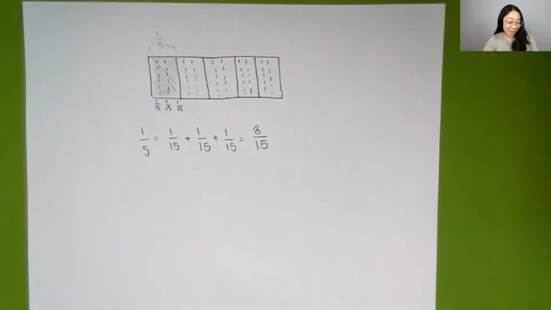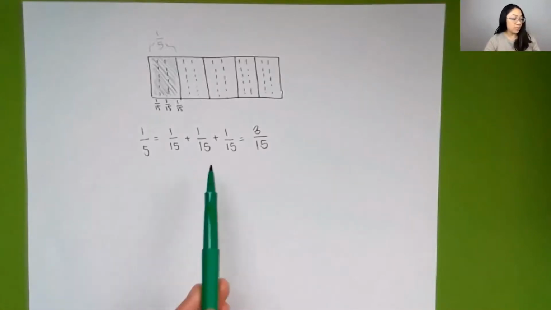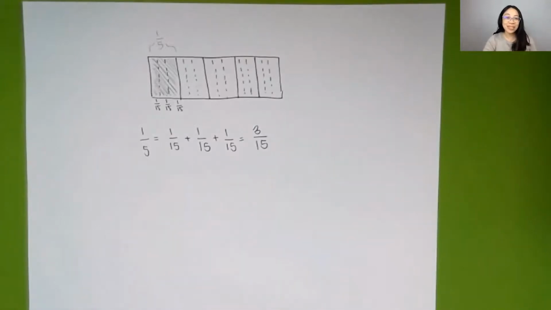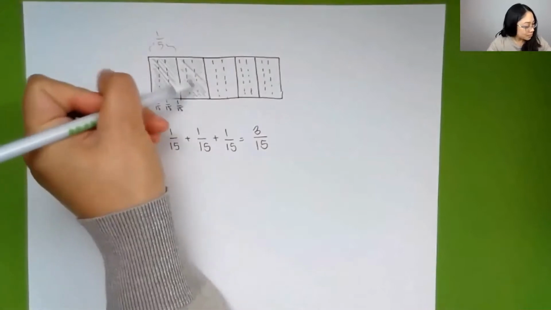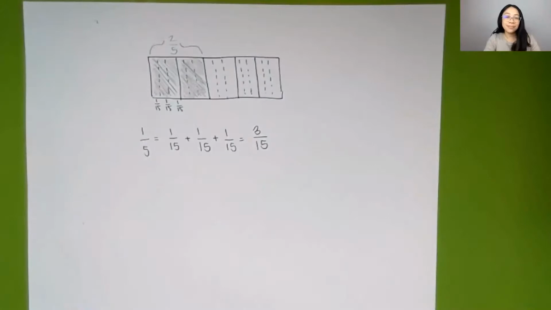Welcome back. Here is my addition sentence. 1/5 equals 1/15 plus 1/15 plus 1/15, which equals 3/15. What can we say about 1/5 and 3/15? We can say that they're equal. Here you can see I shaded in another 1/5. So now a total of 2/5 are shaded in.